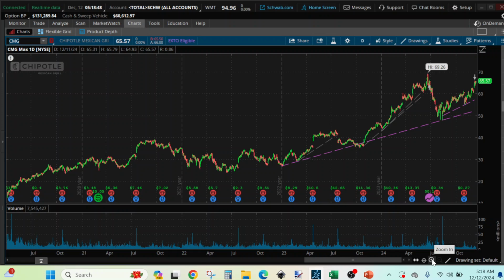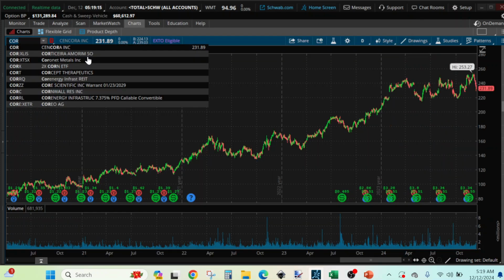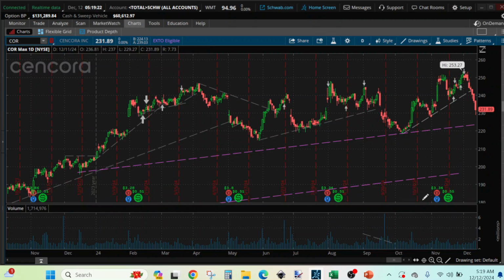Okay, so we'll go to the next one. The next one is COR. You see the way we are zooming? That's why I like the 1 year daily chart. With a 1 year daily chart, we don't need to zoom. Do you see what I'm talking about here?